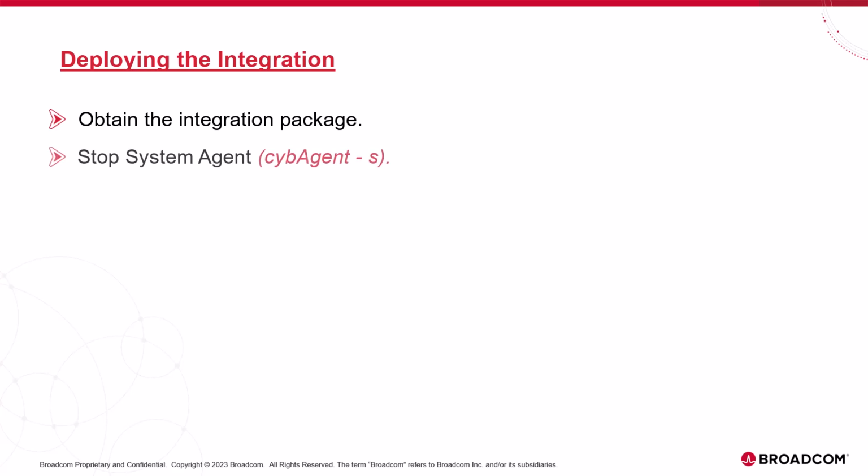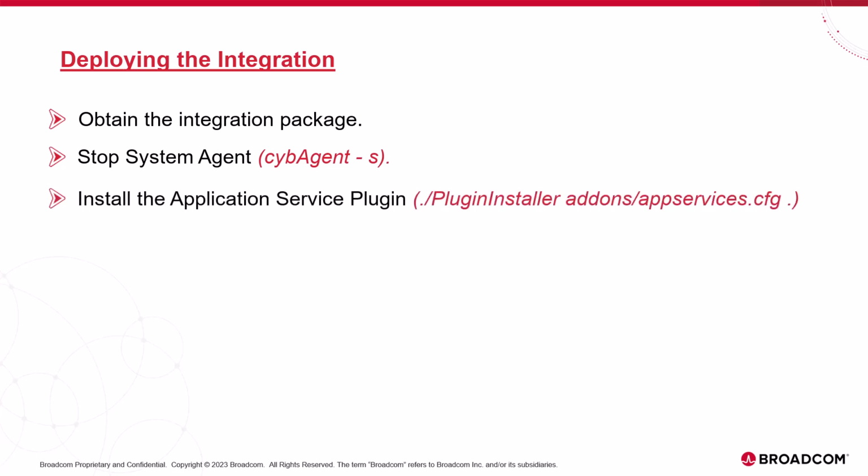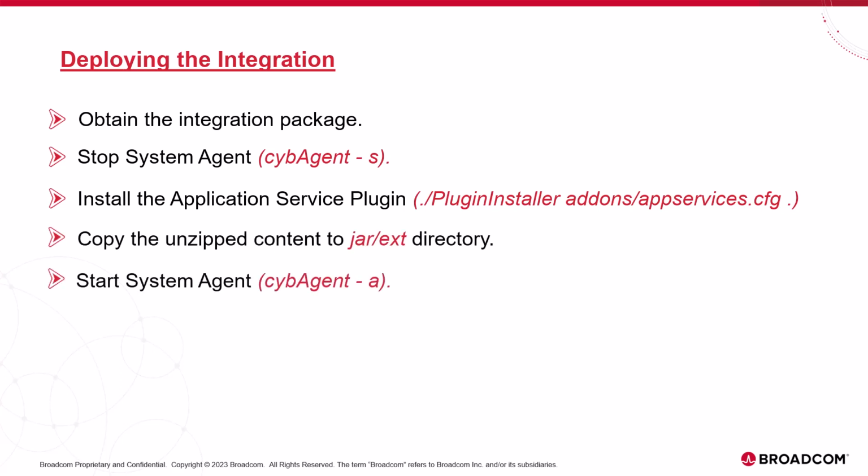Next, you should stop the System Agent with the CYB agent -s command, then install using the Application Services plugin, the name of the plugin, and the directory where you stored it. The plugin gets installed to the agent install directory. Then you restart the System Agent with CYB agent -a.